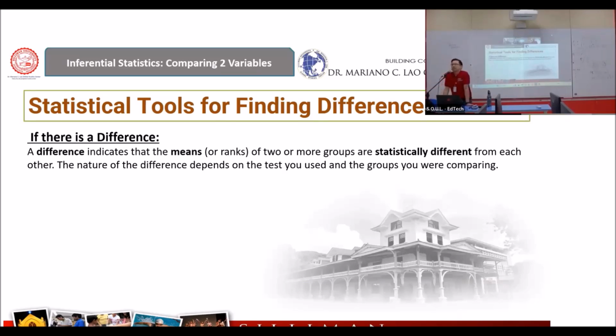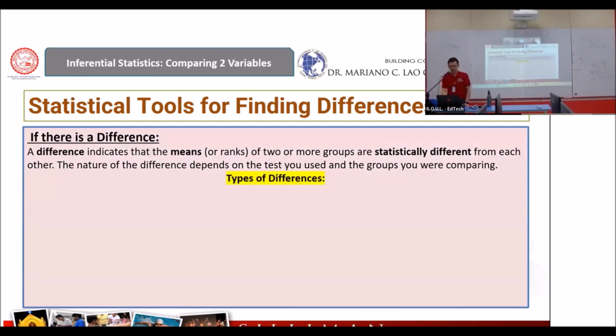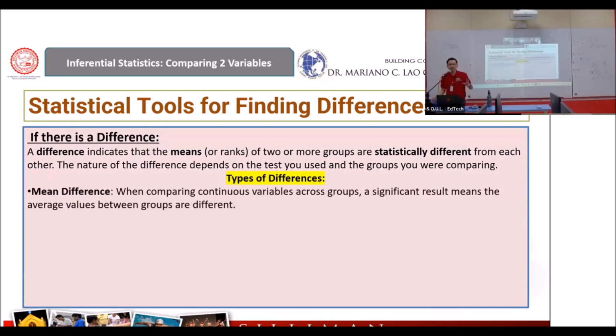What I meant with that is that in any sample of data, there is no one standard statistical tool to use because there are many ways to treat data. But there is the most appropriate tool to use for a given data. There are different types of differences. The first one is the mean difference, the difference of the mean.